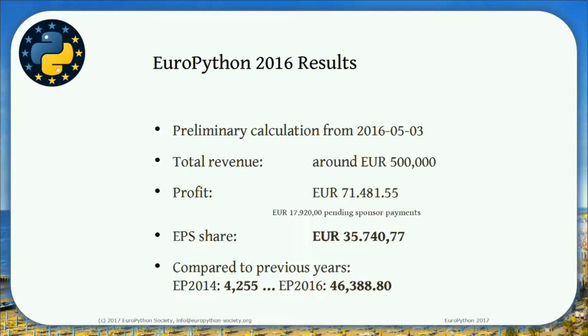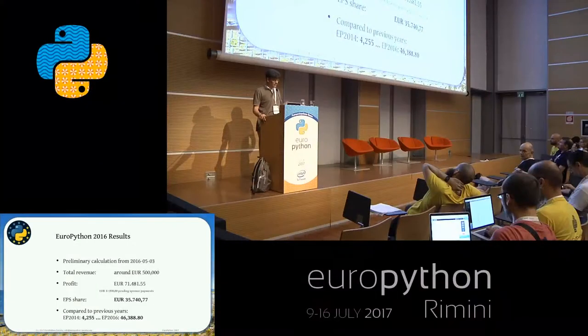They are still having issues getting all the sponsors to actually pay. We've done a round of emails, so we managed to get a few of them to pay, but this amount is still blocked. If we do get all the sponsor payments, of course, the EPS share will be 50%.